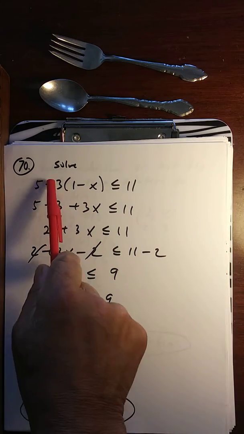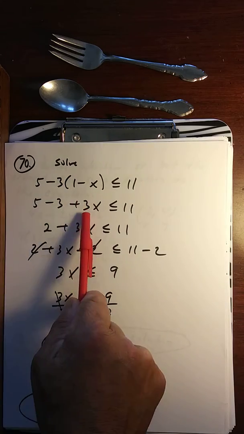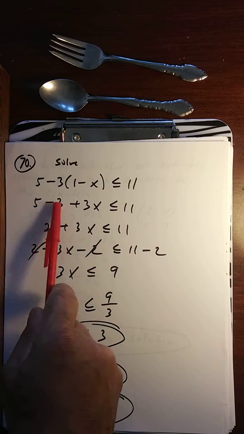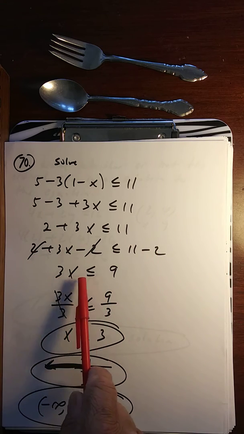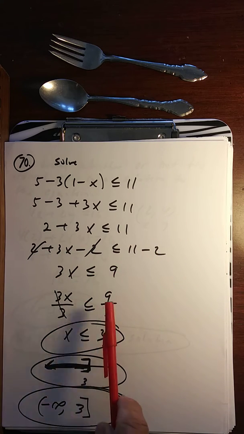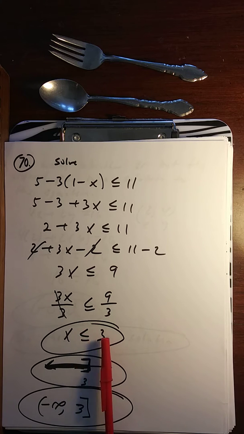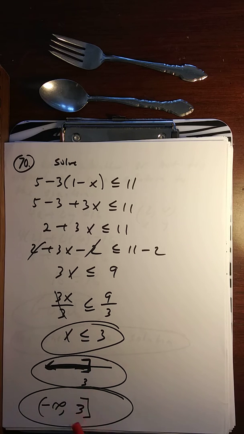Solve this. -3 times that, negative that turns out is positive. So we have the numbers, 2 plus 3x, minus 2, minus 2. So we have 3x less than or equal to 9, divide by 3 is x is less than or equal to 3. So 3 included this way, or from negative infinity to 3, including the 3.